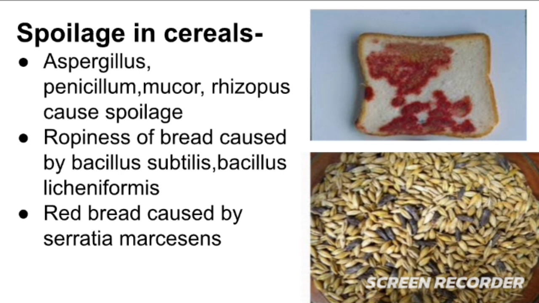In cereals also spoilage occurs, usually caused by Aspergillus species, Penicillium, Mucor and Rhizopus. Ropiness in bread is caused by Bacillus subtilis and Bacillus licheniformis, and red bread is caused by Serratia marcescens. So these are the names of the microorganisms which cause different types of spoilage in different foods.